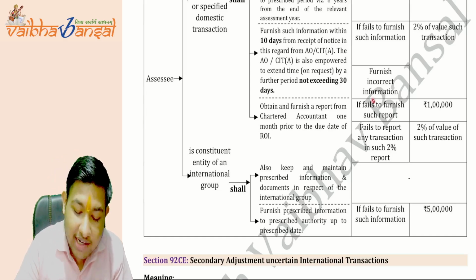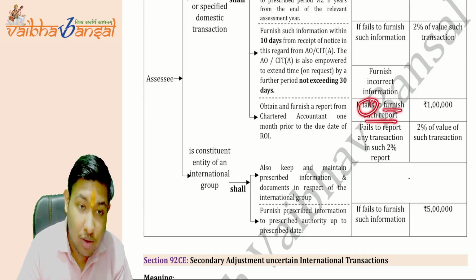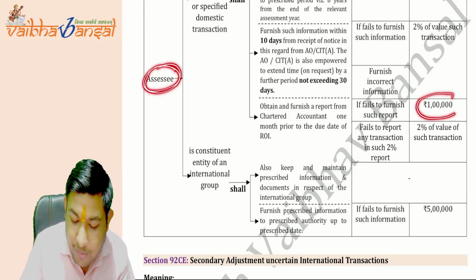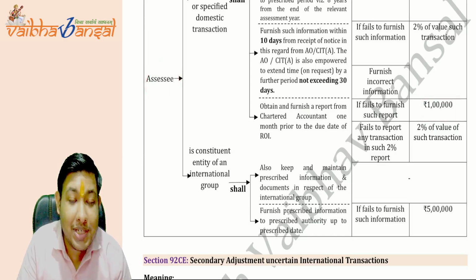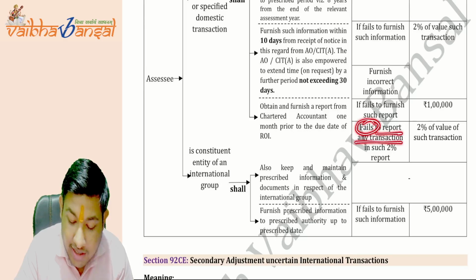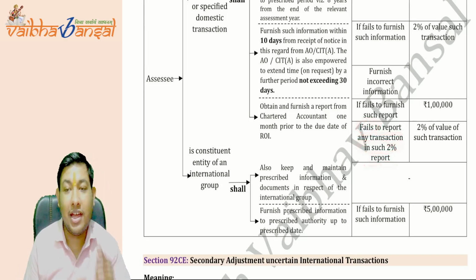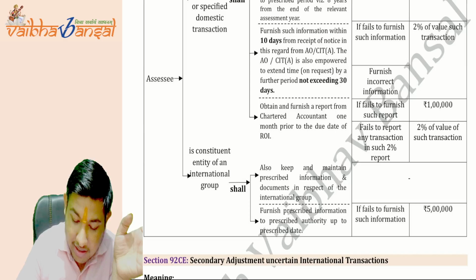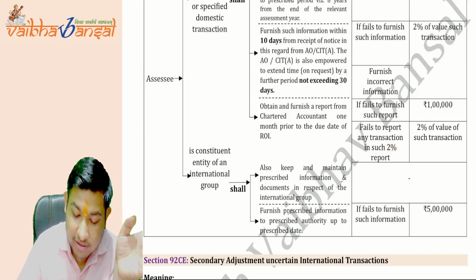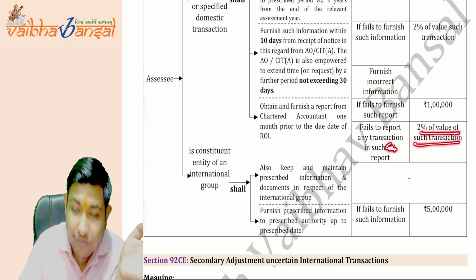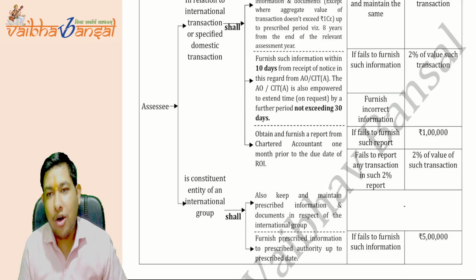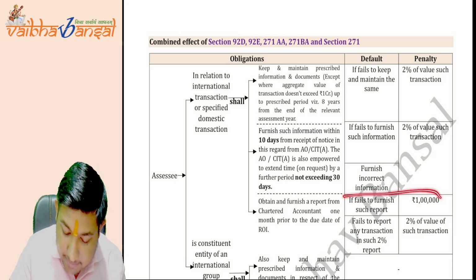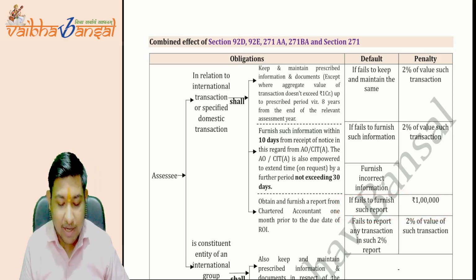Now, if that report is not furnished, then on the assessee, not on the chartered accountant, a penalty of rupees 1 lakh will be applicable. And if the CA fails to report any transaction in such report, then 2% of the value of such transaction will be the penalty. Is this point clear? In all the cases the penalty is 2%, except this case. In this case, it is a penalty of 1 lakh rupees.